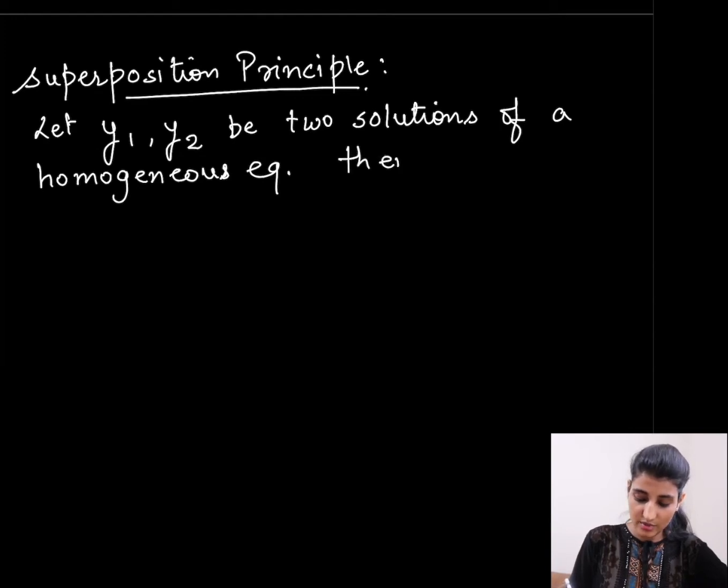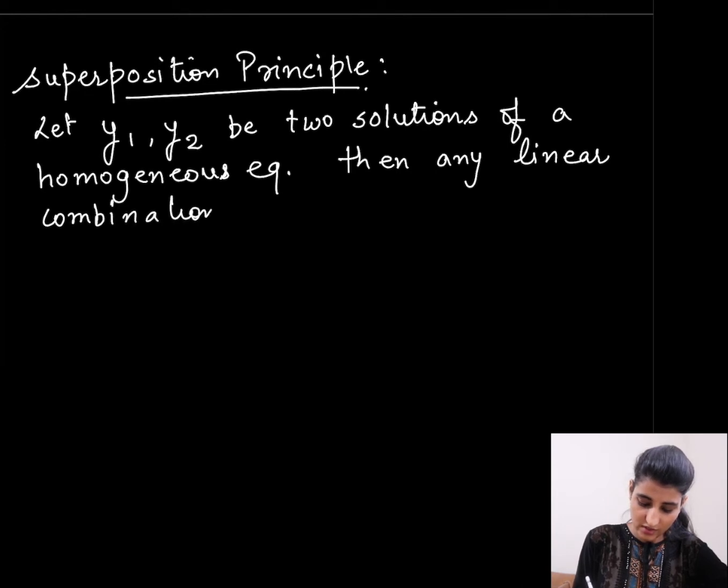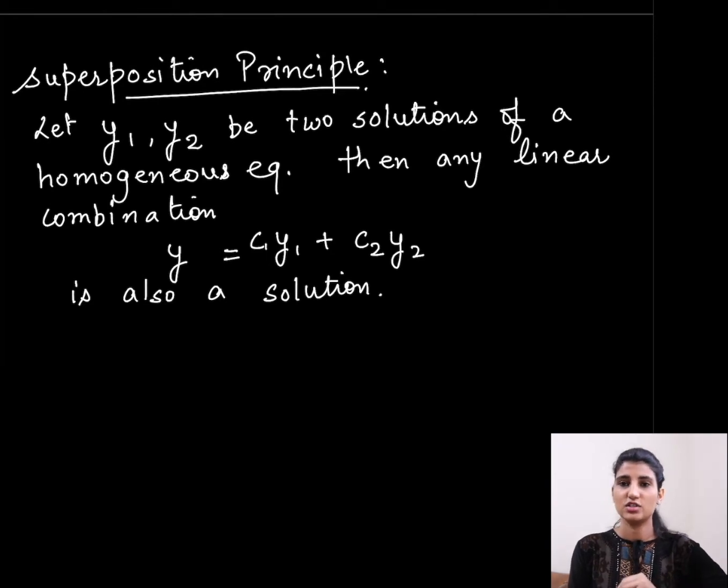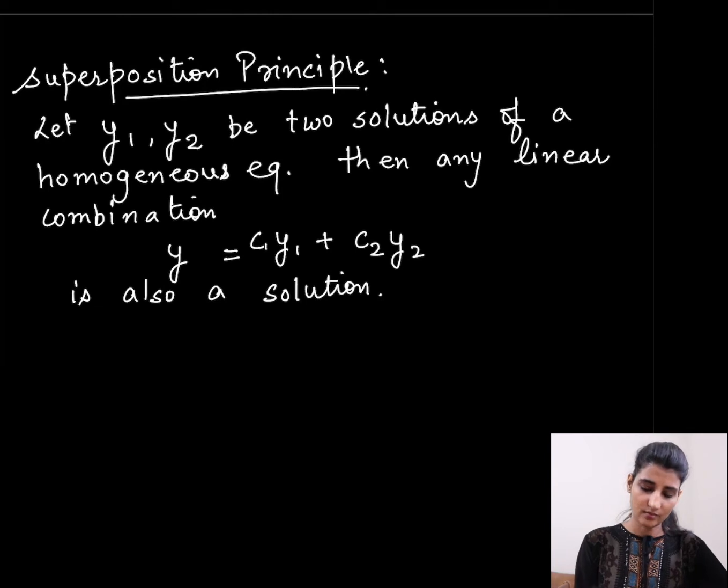then any linear combination, means C1 times y1 plus C2 times y2, any linear combination is also a solution. And this is very easy to verify. You can just plug in your y, which is C1 y1 plus C2 y2, in your original equation, and you will see that y is a solution. So it's very easy to verify, and I'm leaving that for you. Okay.